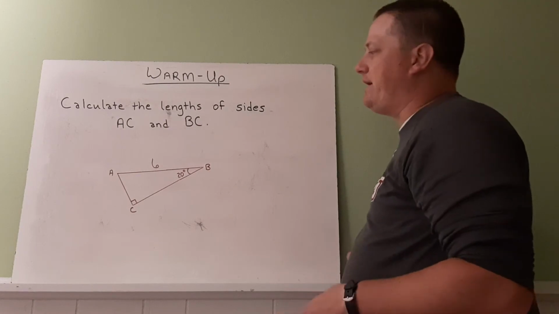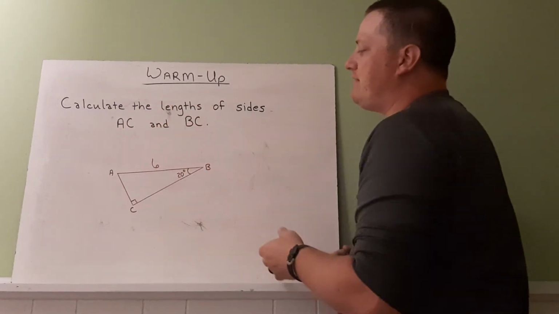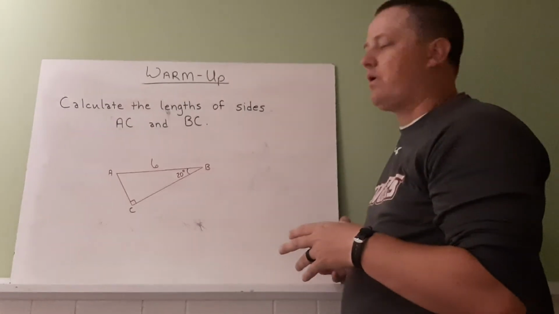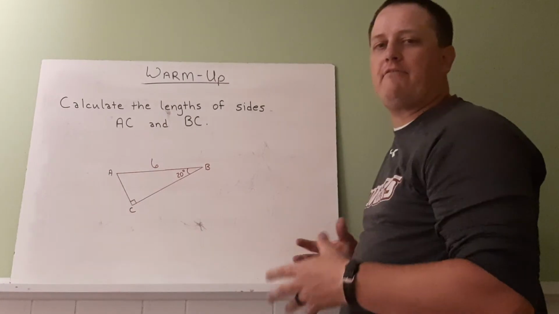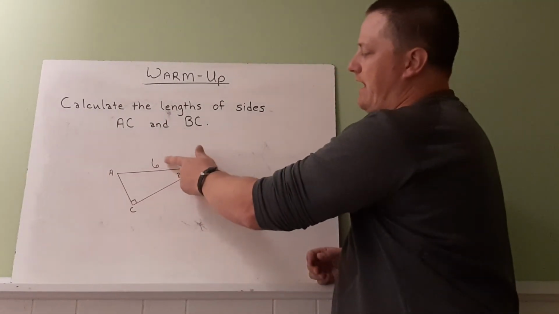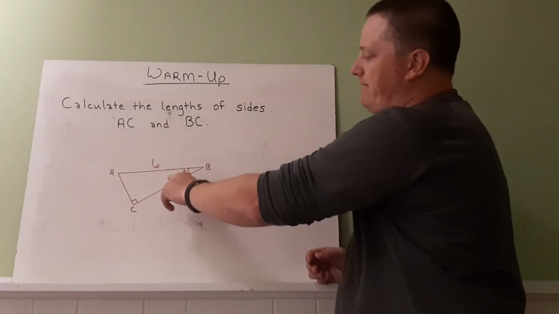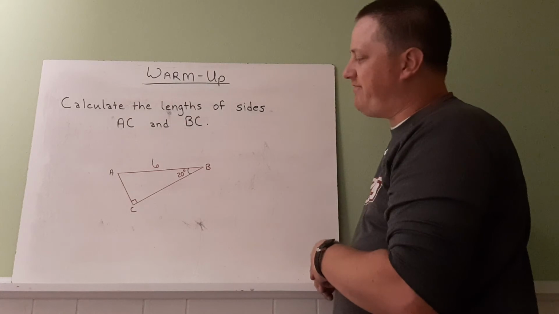So our warm-up is that I want you to calculate the lengths of AC and BC using your understanding of the ratios, Pythagorean theorem, whatever way you think you can do it. We know that the hypotenuse is 6. We have an angle of 20 degrees here. We have a blank angle. You could probably figure that out.